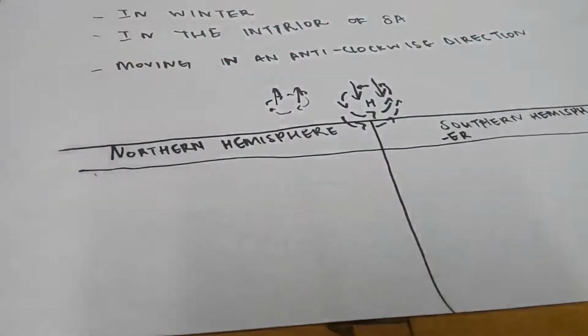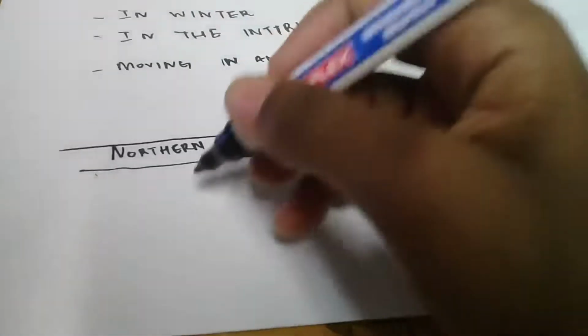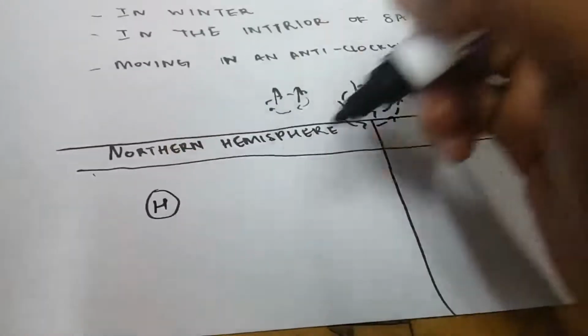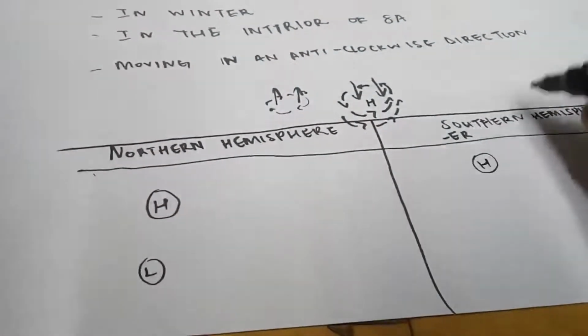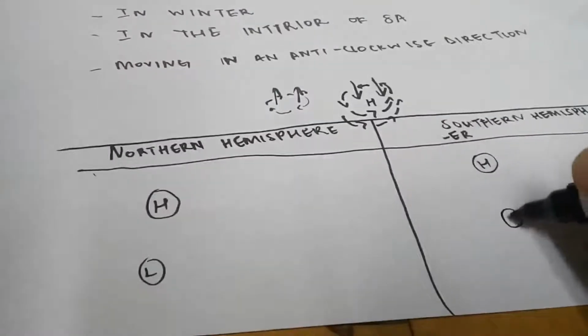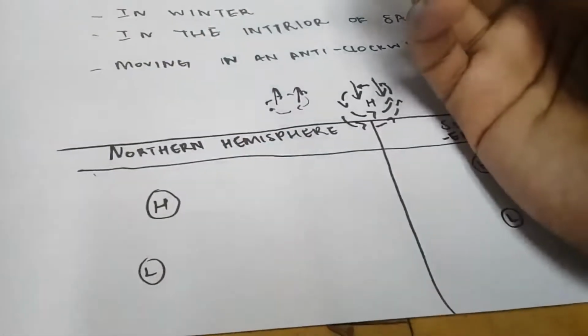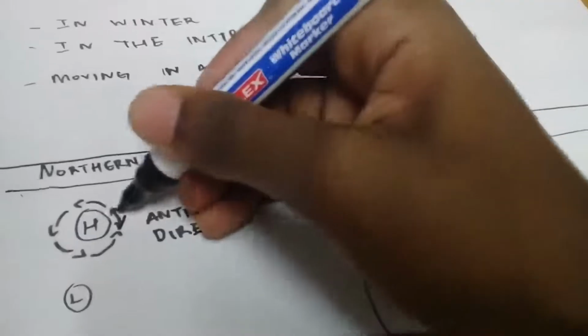So, not to confuse you, in the northern hemisphere, this is a high pressure system and this is a low pressure system. This is a high pressure system in the southern hemisphere, and this is a low pressure system. So a high pressure system in the northern hemisphere will move in a clockwise direction, the opposite direction to how they do in the southern hemisphere.